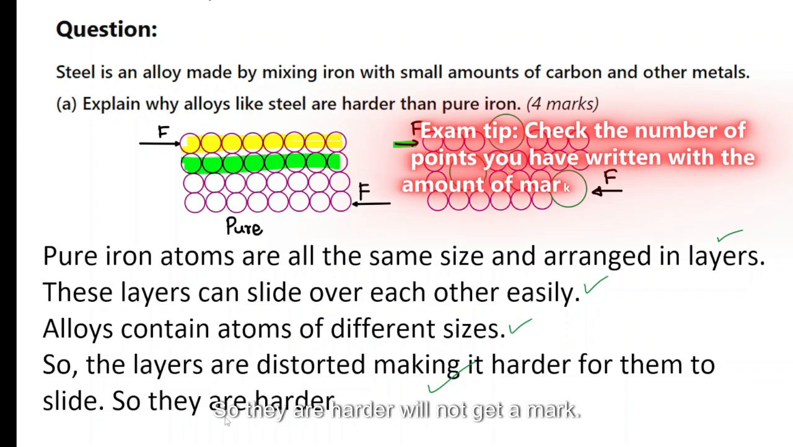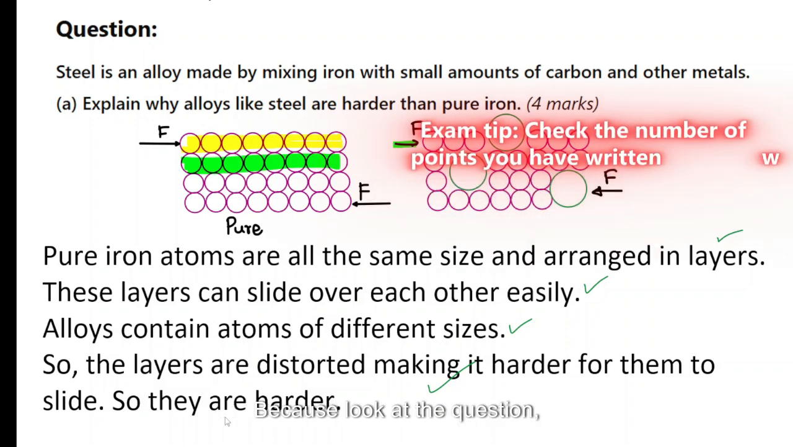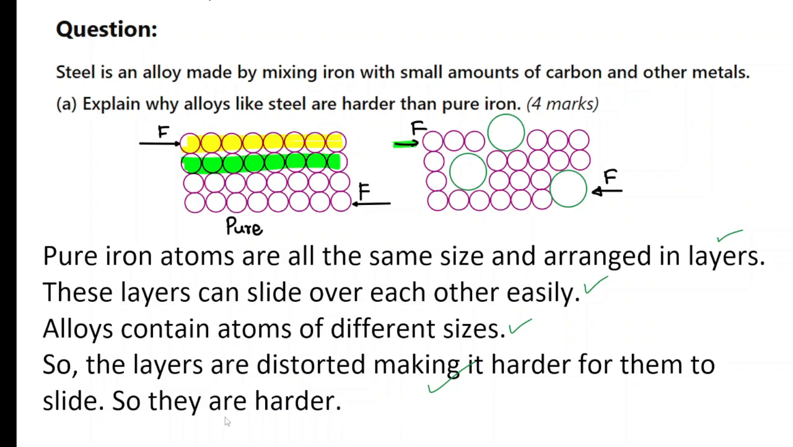Now, saying they are harder will not get a mark. Why not? Because look at the question. The question says explain why alloys like steel are harder than pure iron. That fact is already clearly mentioned in the question. I just put it here because it goes with the flow, but I'm not going to get any marks for that. My marks are allocated for these ones, 1 each.